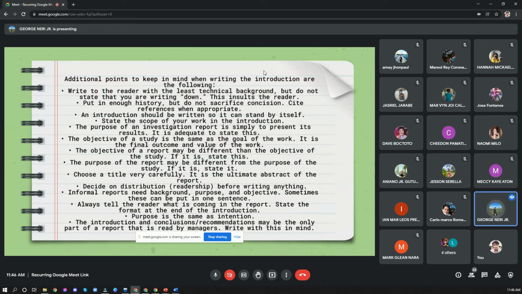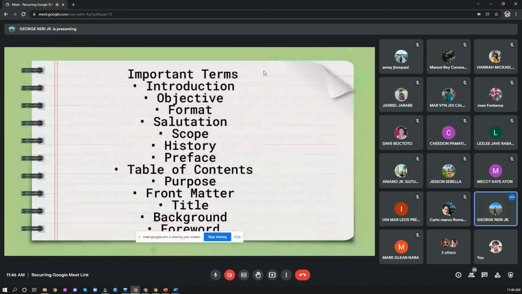And the last is the introduction and conclusion recommendation may be the only part of the report that is read by the manager. Write with this in mind. So, important terms: introduction, objective, format, citation, scope, history, preface, table of contents, purpose, front cover, title, background, and foreword.